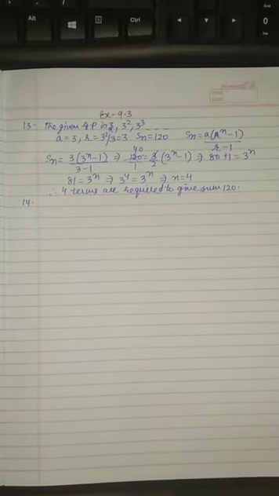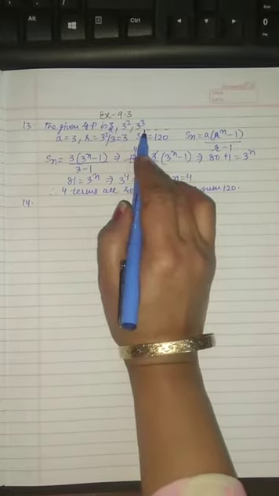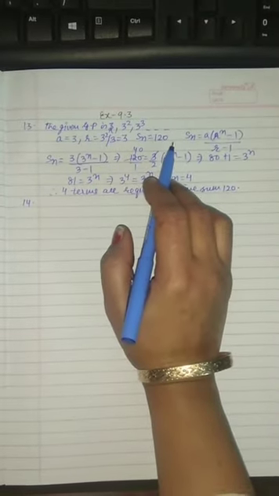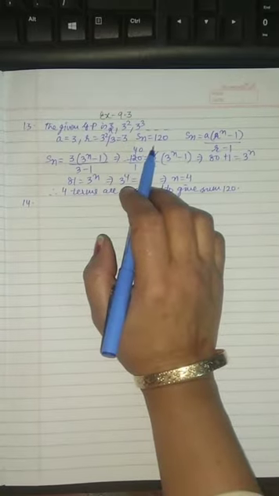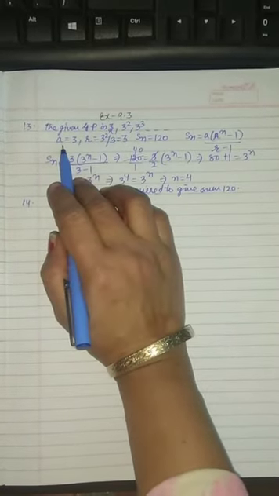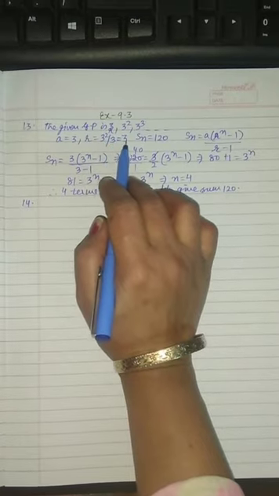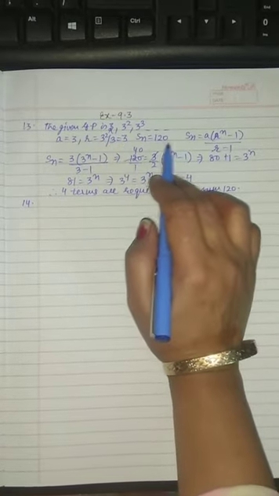Dear students, today I am going to start question number 13 from exercise 9.3. In question number 13, we are given a GP as 3, 3 square, 3 cube and so on. And we are given the sum is equal to 120, but we have to find the number of terms. So first term A is 3, R is 3 square upon 3, second term upon first term, which is equal to 3. Sn is given as 120.